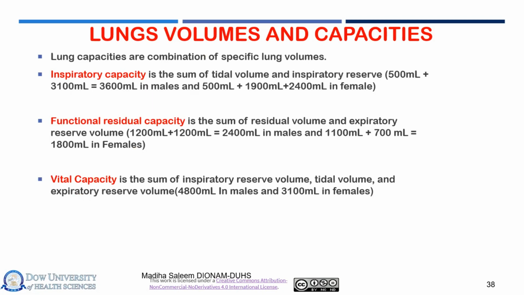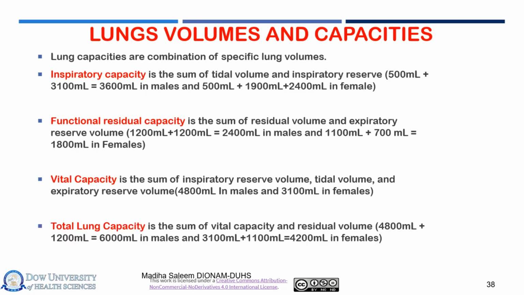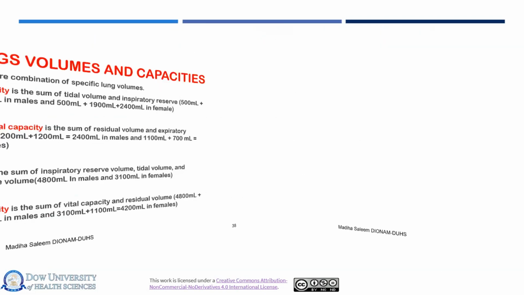The vital capacity is the total sum of inspiratory reserve volume, tidal volume, and expiratory reserve volume. The total vital capacity is 4800 ml in males and 3100 ml in females. The total lung capacity, the vital capacity plus residual volume, is 6000 ml in males and 4200 ml in females. So that was about lung capacity.